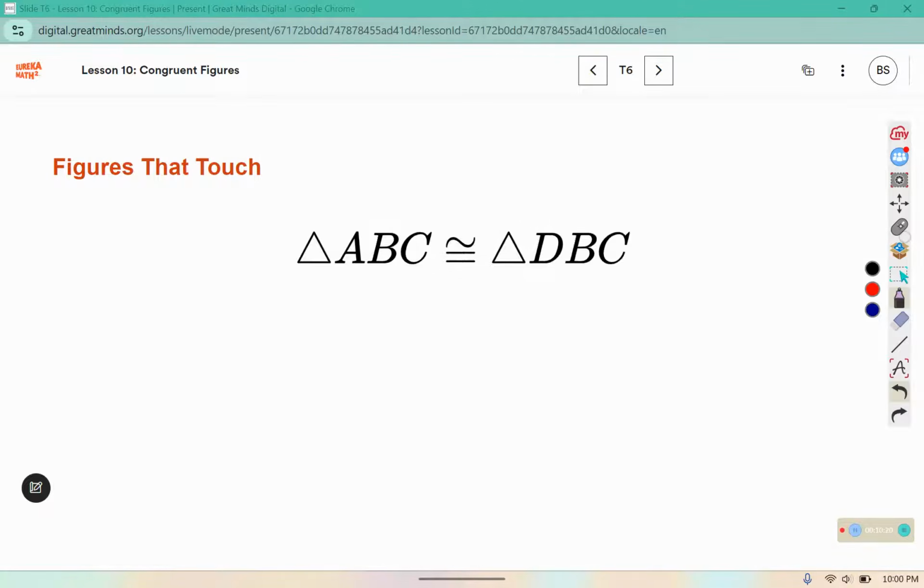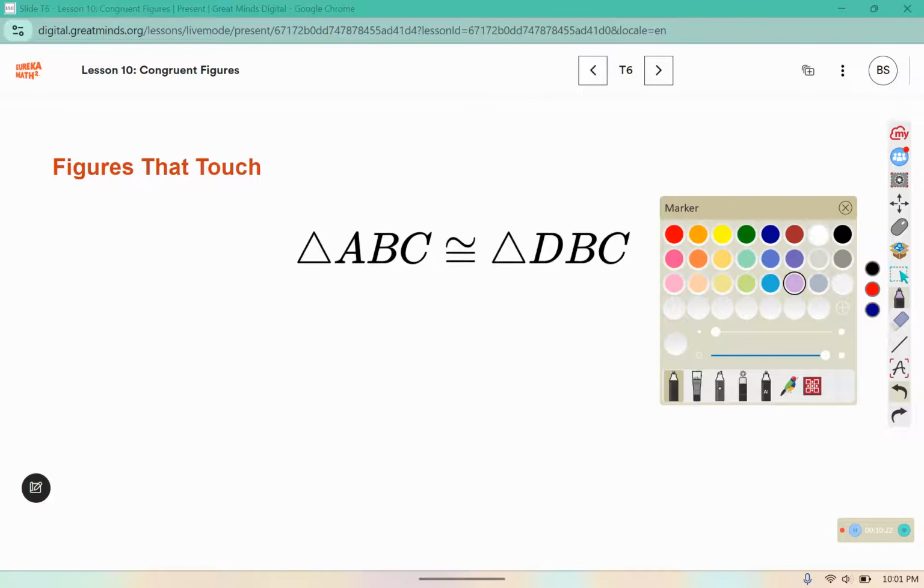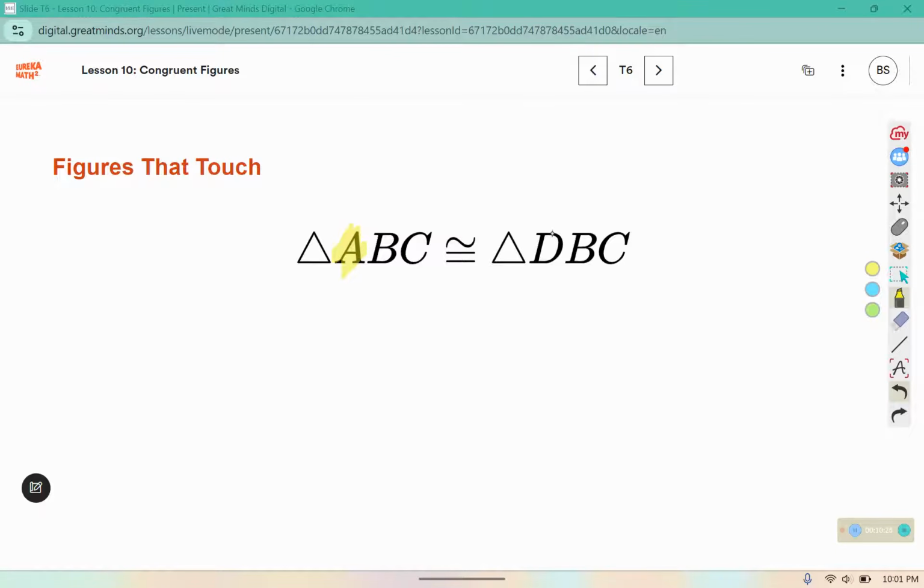So here again, keep in mind that the corresponding points are listed together. So the first one, A, corresponds with D. B would correspond with B. And point C corresponds with C. The way that it's written in these triangle congruences is based on which points correspond to each other.